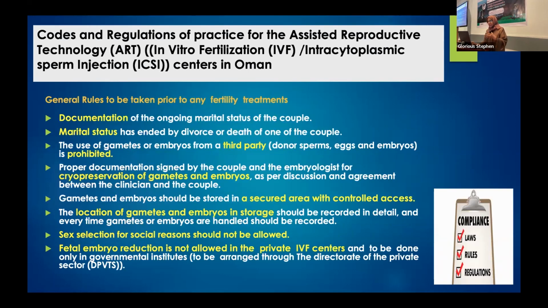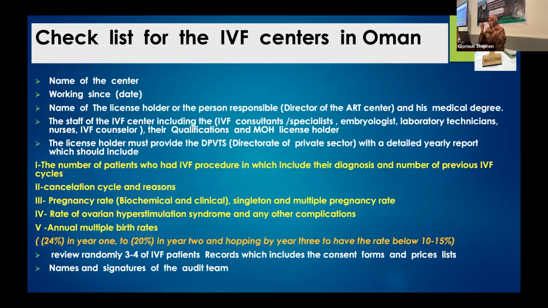So this is the checklist which we usually do when we go and visit the IVF centers in Oman, and we go through their lab, and they have to give us their rate of multiple pregnancy to monitor that, because we are facing that issue in the governmental hospitals, because all these preterm babies end up with us.